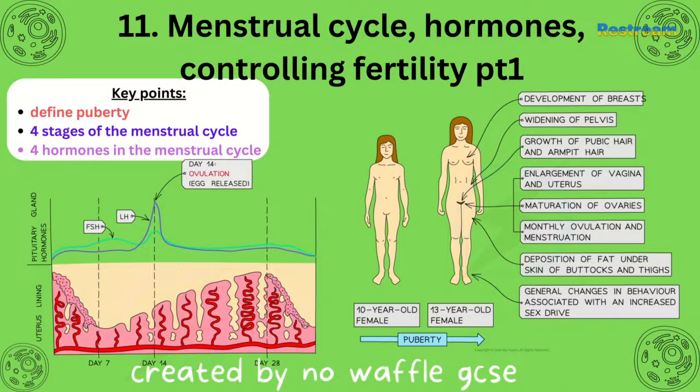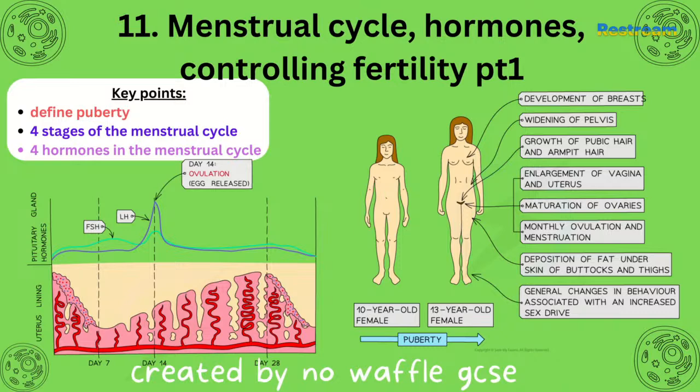Then you have LH, luteinizing hormone. This causes ovulation. And then you have your final hormone, progesterone, which is responsible for the second half of the cycle in which the uterus lining is built up, ready for if an egg was to be implanted.